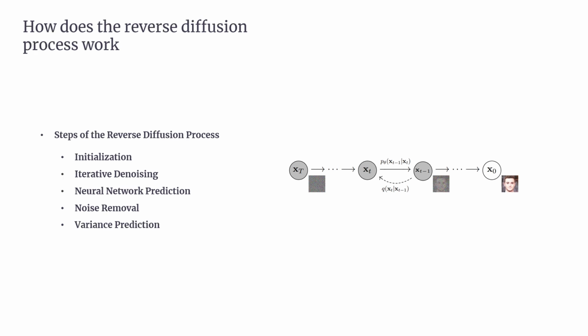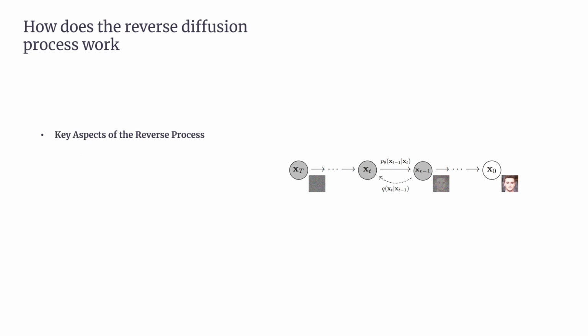5. Variance prediction. Some advanced models also predict the variance, sigma squared, of the reverse process. This helps to fine-tune the sampling, making it more flexible and potentially improving sample quality. Second, key aspects of the reverse process.